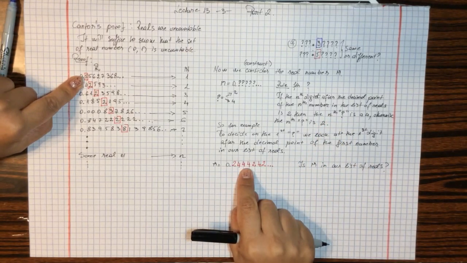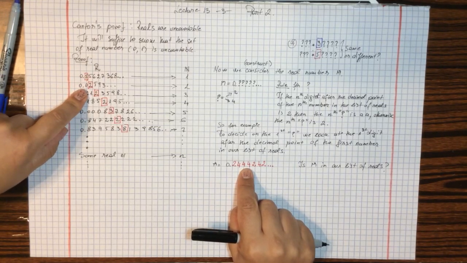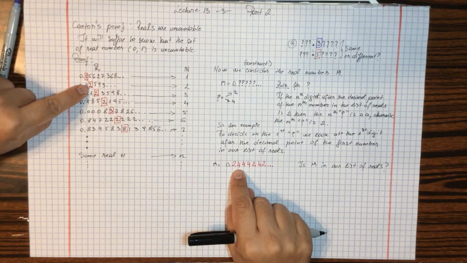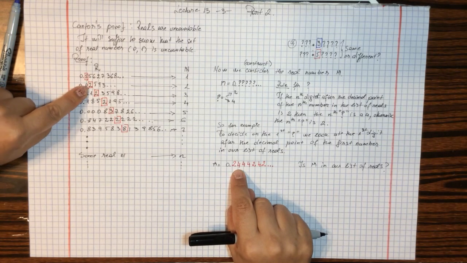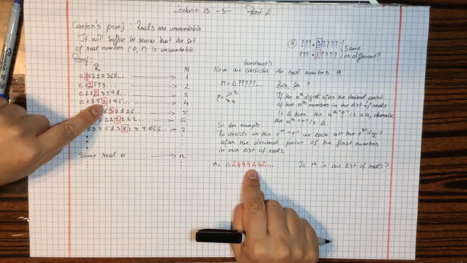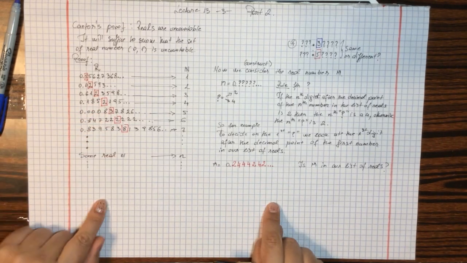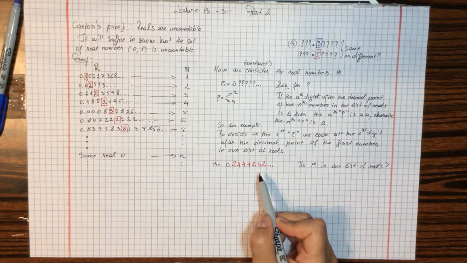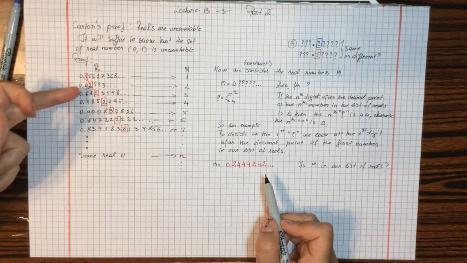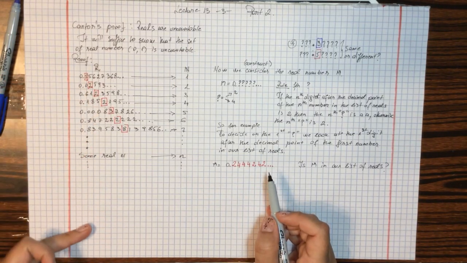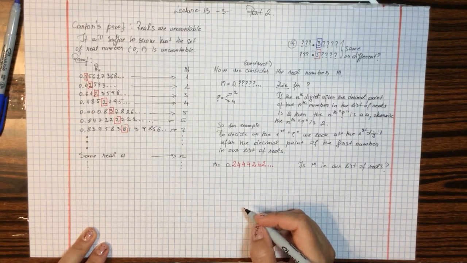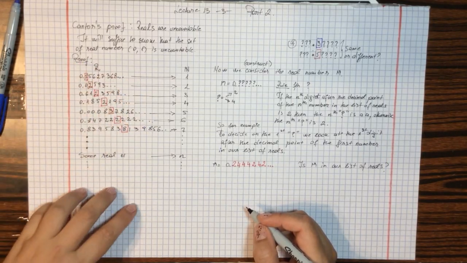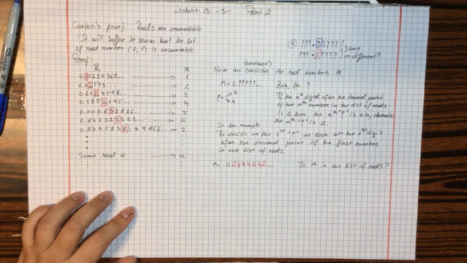Could number M be the second in our list? No, again for the same reason, because the second digit after the decimal point of this number and this number are different. We made sure of it. And so on. It cannot be like the third, the fourth, the fifth, the sixth, the seventh, the nth, and so on. We're constructing this real number in such a way that it is different from absolutely every real number on this list. But I've claimed here that I have all the numbers in the list. I mean, this is some arbitrary list of real numbers between 0 and 1.